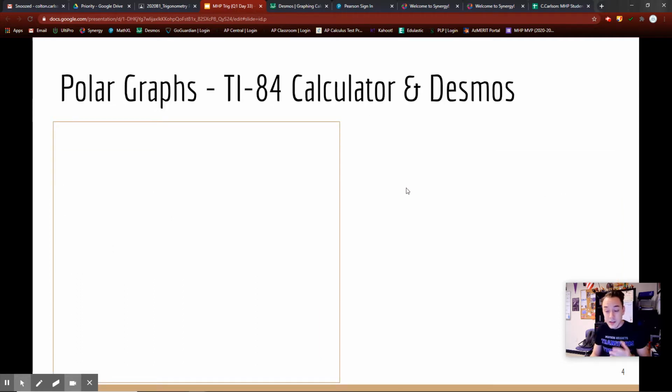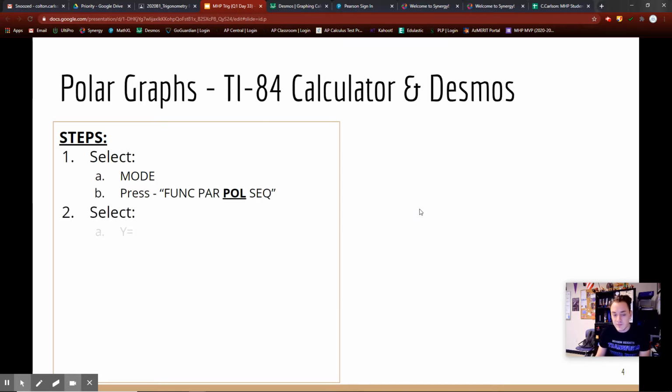So how to calculate it on the TI-84. If you have a TI-84, that would be wonderful. Here are the steps. But also Desmos is just very basic. You can just straight up plug it in. But here are the steps for the TI-84, for those of you who are interested or have a TI-84.